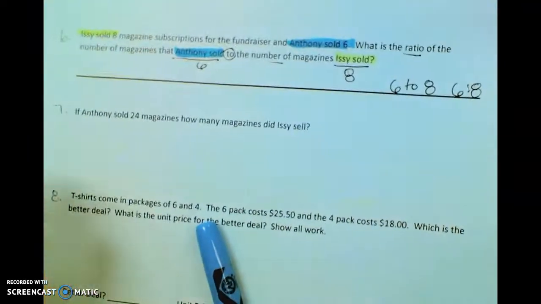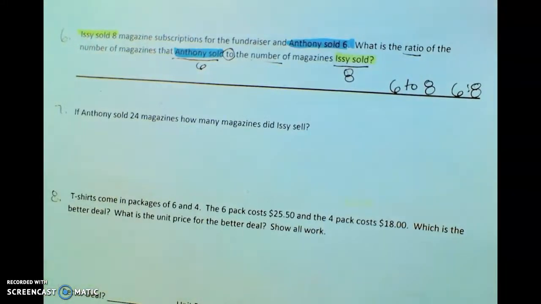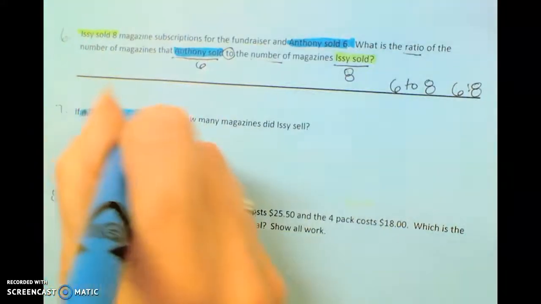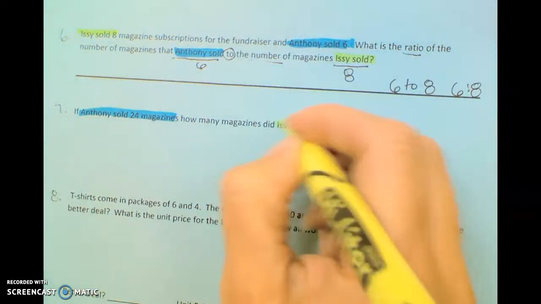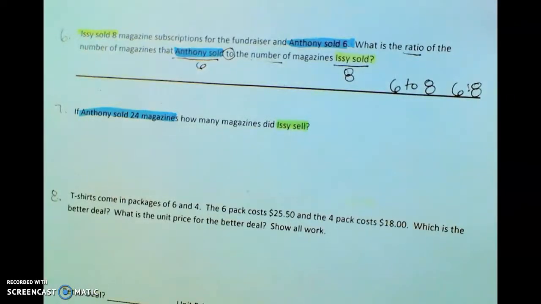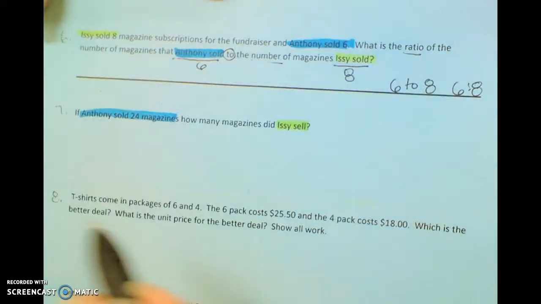If Anthony sold 24 magazines, so again, that's information that goes with Anthony, so I'm going to make that blue. How many did Izzy sell? So I have options here. I could do a double number line diagram. I could do a tape diagram. I could do an equation. I could do equivalent values. So I think I'm going to show you the tape diagram.